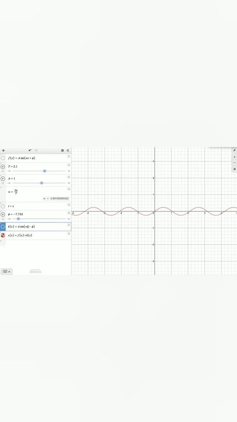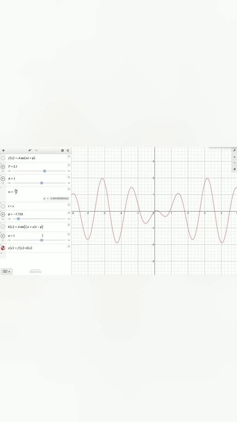Now in this part I want to show you a demonstration using the graphic calculator of how a beat is formed. We know a beat is formed when the two waves that are superposing with each other differ from each other by a slight amount. To represent this slight amount, I'm going to write the frequency omega plus a for the second wave, g of x.